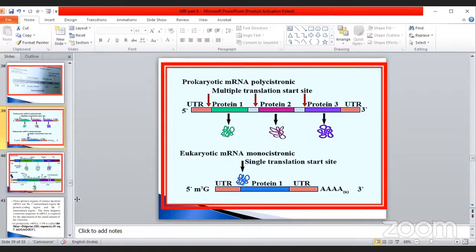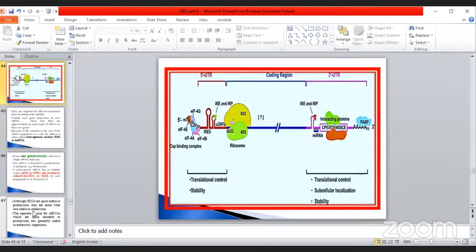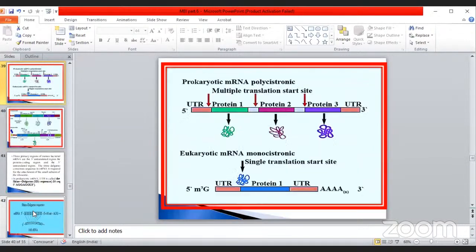We will see the remaining things in the next classes. I think only 3 or 4 slides are left. So we will see the remaining things in the next class.